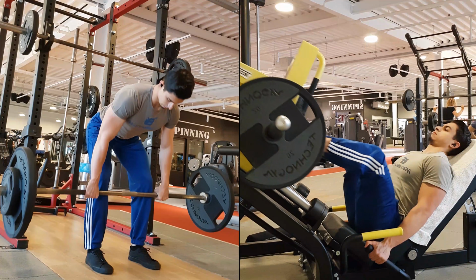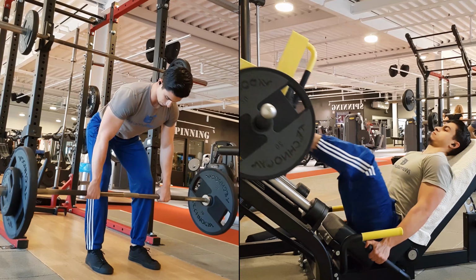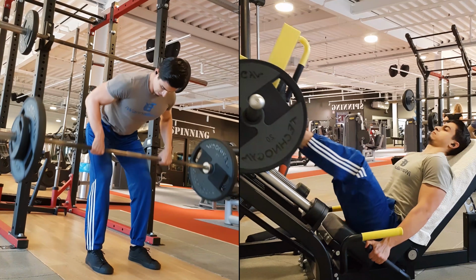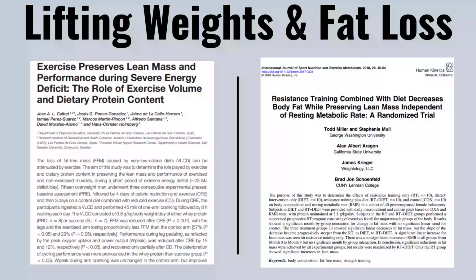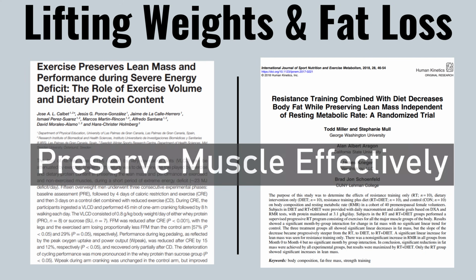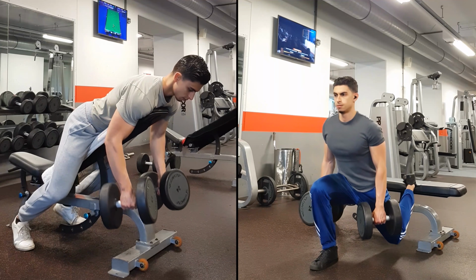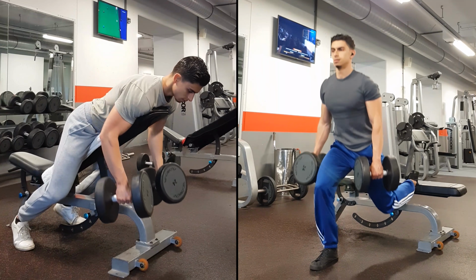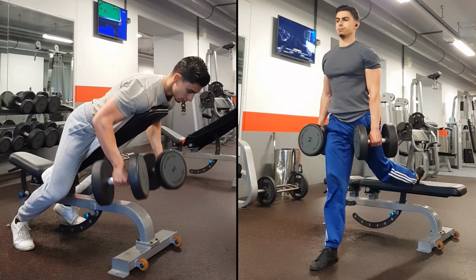But for those trying to look leaner and have more muscle definition, perhaps more important than cardio is lifting weights. Multiple studies show that strength training promotes muscle maintenance more effectively than cardio while in a calorie deficit. So if the goal is to look leaner, be sure to maintain a good amount of strength training in your routine. The importance of lifting weights versus cardio is something that I will discuss in a future video.